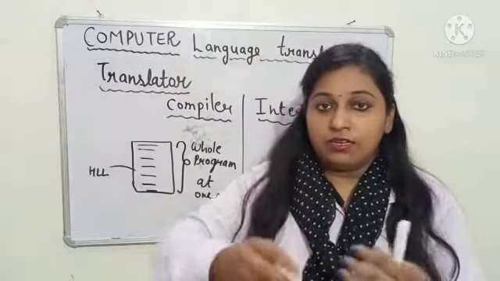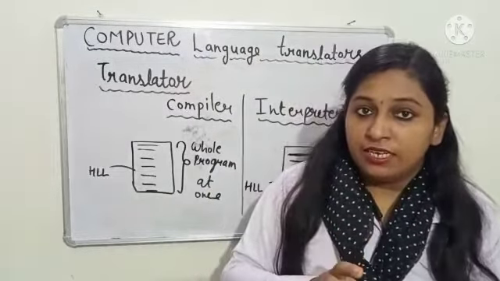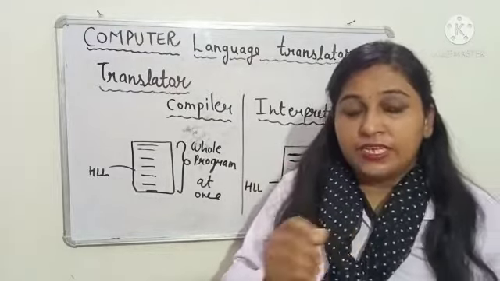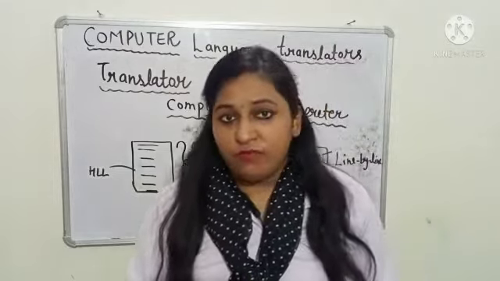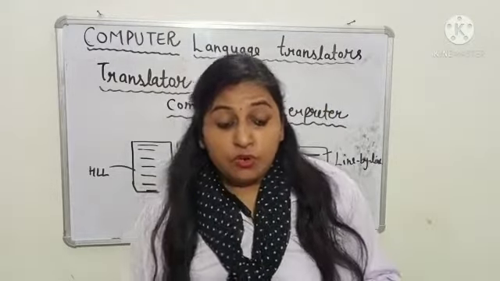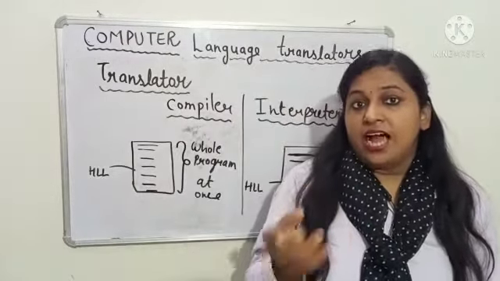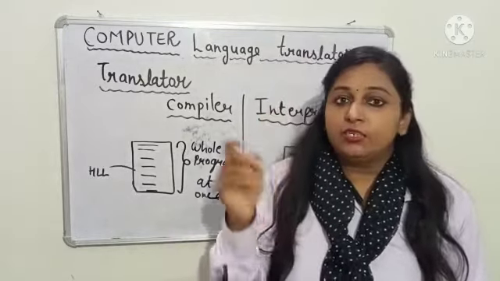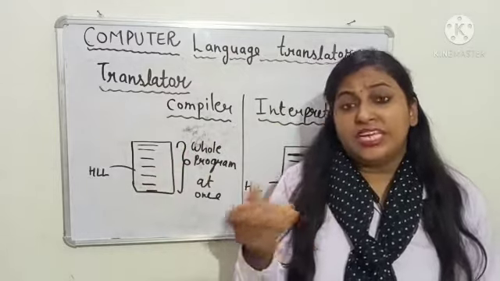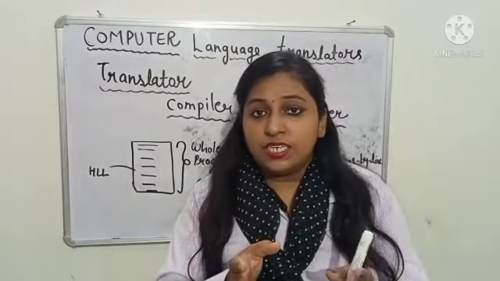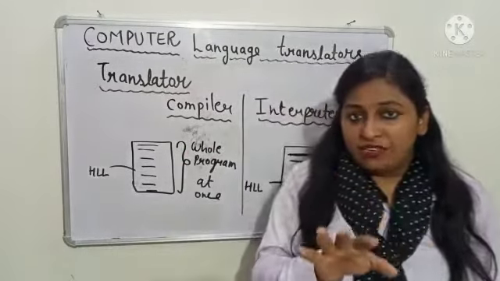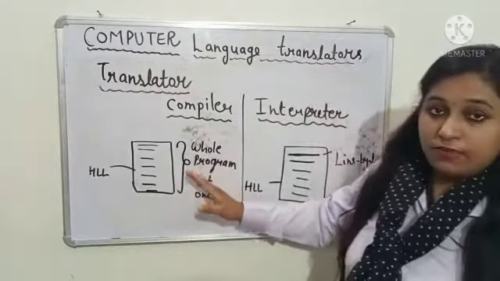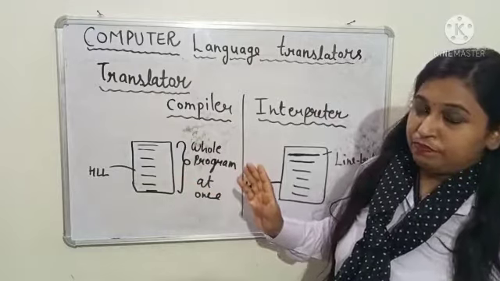Why is this conversion needed? Because the computer understands only machine language, and machine language is in the form of 0 and 1. The computer cannot understand high level language, because high level language is developed by users, and users use English, which cannot be understood by the computer. So that's why we need a translator to convert high level language to machine code.